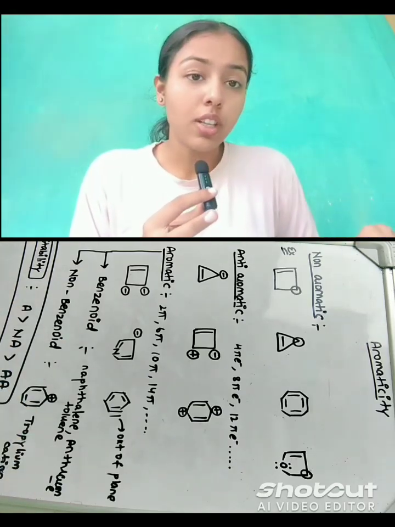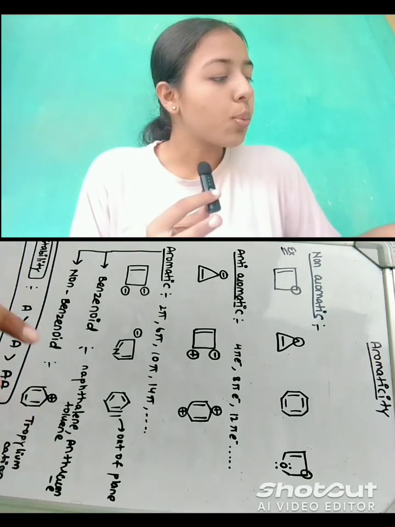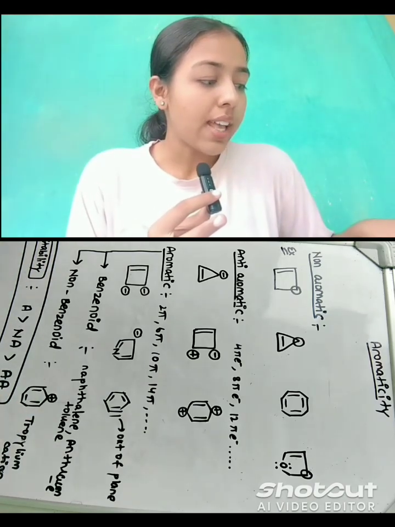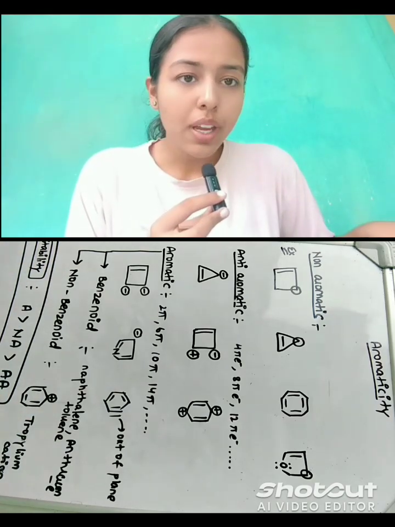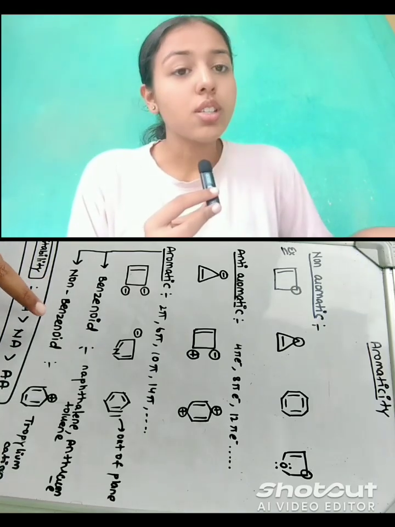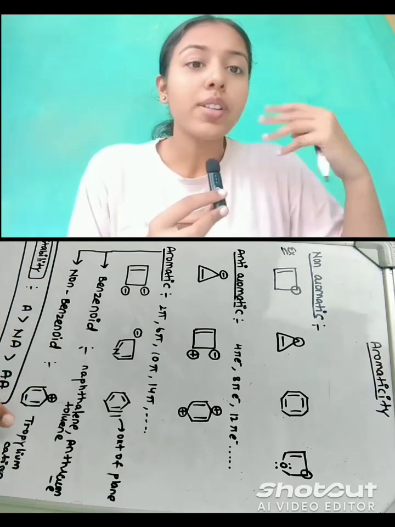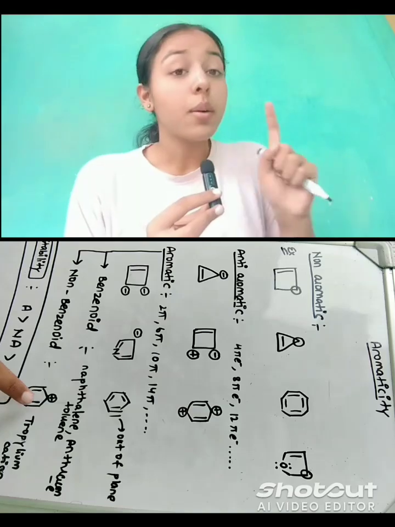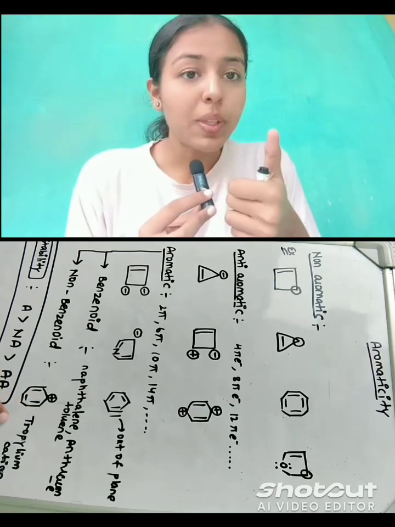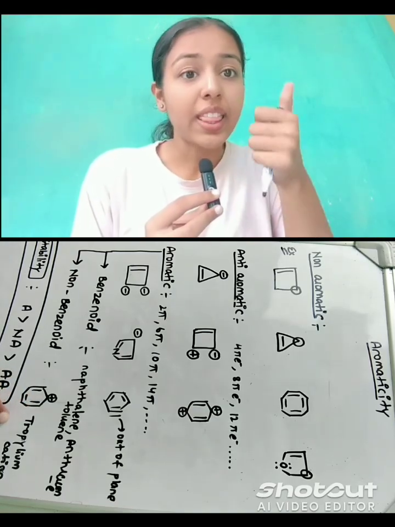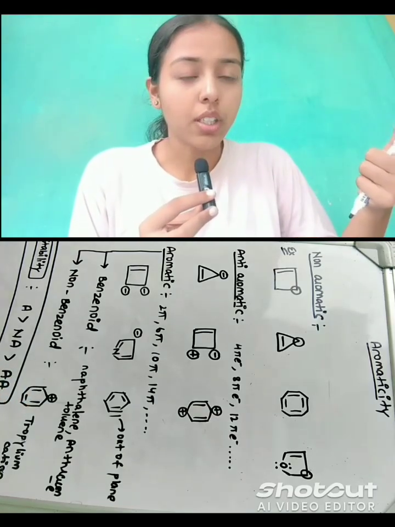You'll get a clear idea. Then non-benzenoid. In this, you can see the tropylium cation. This has six pi electrons. It is aromatic, but it doesn't look like benzene, so it is non-benzenoid. When we talk about the stability of these compounds, remember aromatic is the most stable, then comes non-aromatic, and then anti-aromatic. Thank you so much.